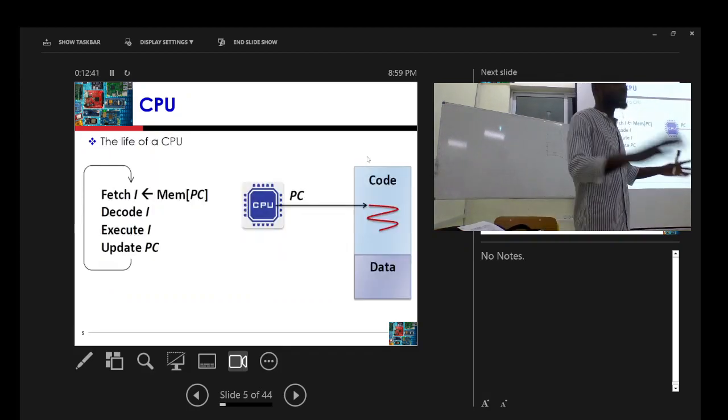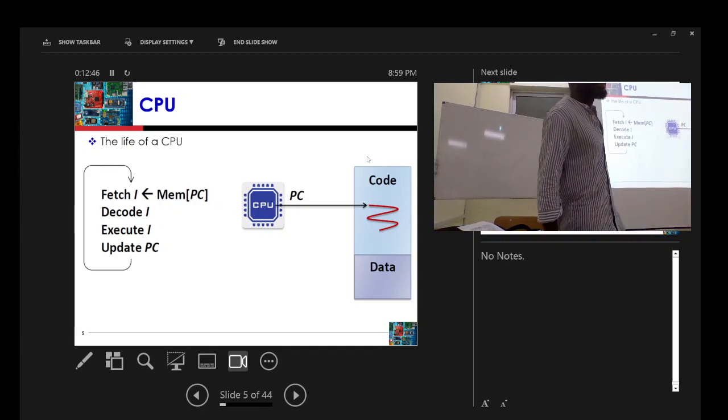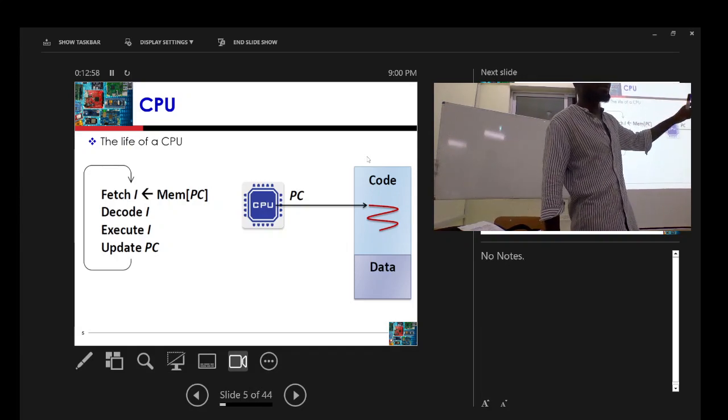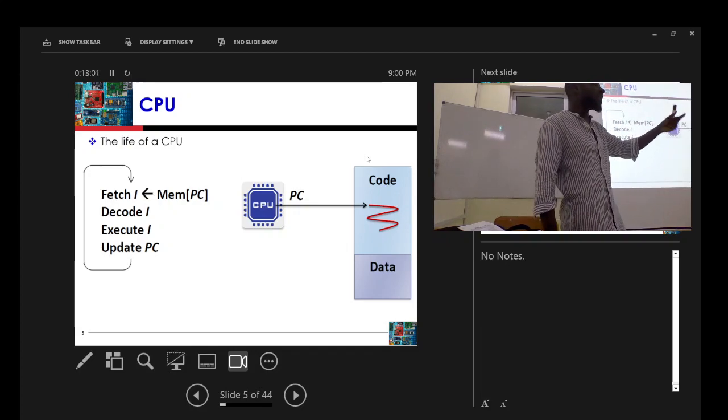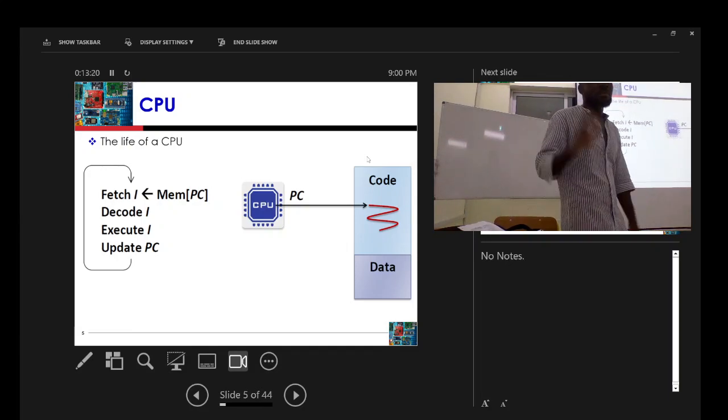Now, your CPU does these four operations, and it does them all the time. This is the life cycle of a CPU. Your CPU fetches instructions from the instruction memory, right? Then it decodes those instructions, it executes the instructions, then it updates the PC, then it loops again. Fetch instruction, decode instruction, execute instruction, update PC, again, until all the instructions are read. Do you understand?